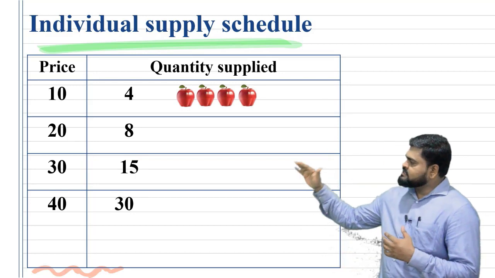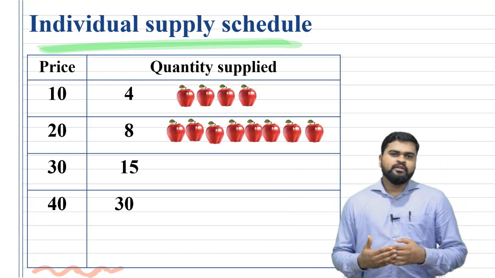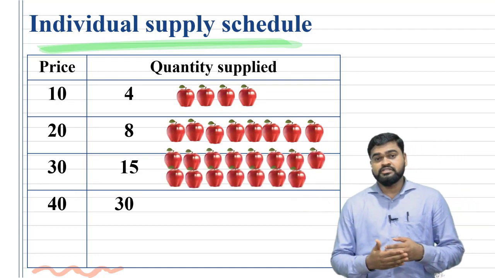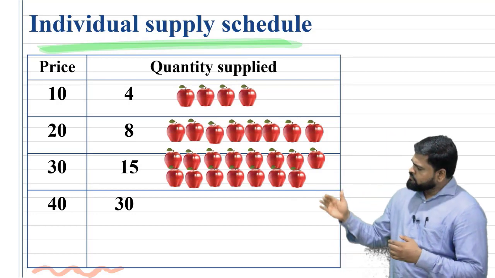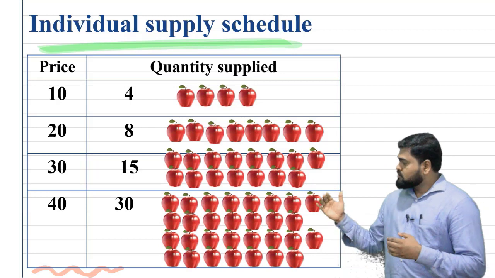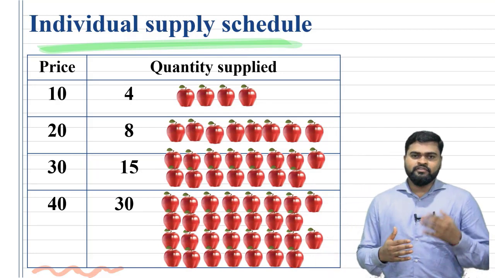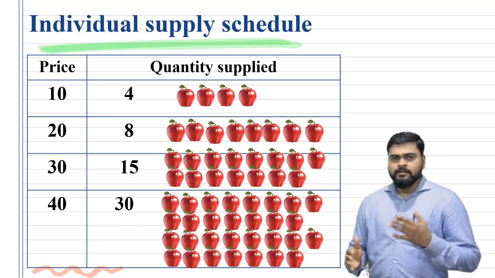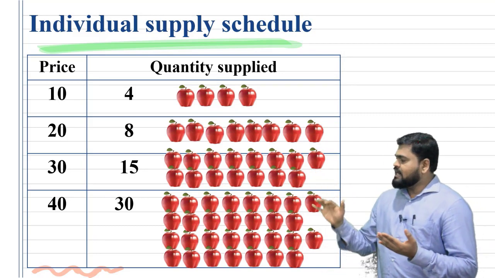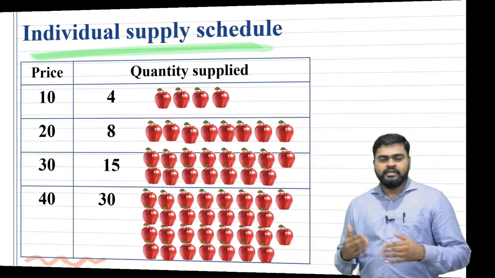When price increases to 20, quantity supply also increases to 8. Further, when price increases to 30, quantity supply also increases to 15. When price increases to 40, quantity supply also increases to 30, which clearly says that there is a direct relationship between price and quantity supply. When price increases, quantity supply also increases, and vice versa. When price decreases, quantity supply also decreases.